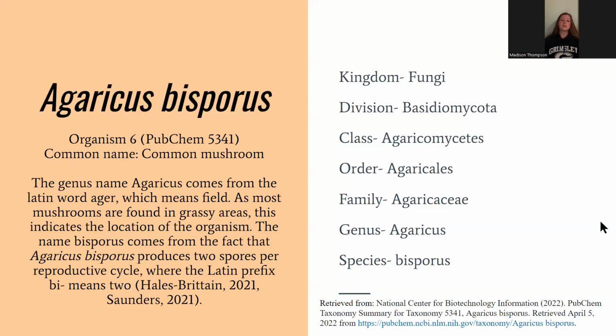So the species that we're looking at specifically is Agaricus bisporus, and the name Agaricus comes from the Latin word agar, which means filled, and this references where this organism can be found. It's often found in grassy areas, grasslands, places with a lot of available nutrients, and just an open area where this fungi can grow. And the bisporus name comes from the fact that it produces two spores per reproductive cycle, and this is by the Latin prefix bi, meaning two.